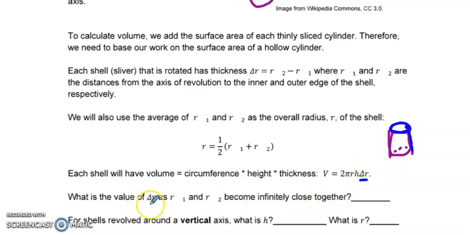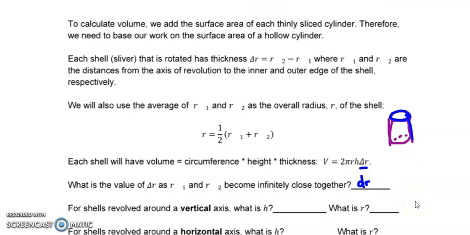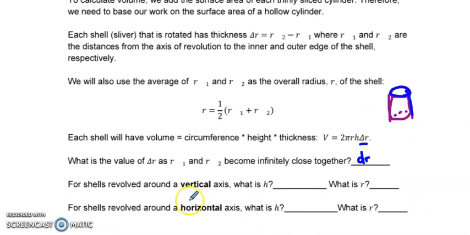And as I mentioned before, as R1 and R2 become infinitely close together, delta R will go to dr, just like a delta x would go to dx or a delta y would go to dy. And if we are revolving around a vertical axis, then the h value is actually going to be f of x, and then the r value will be x. And if we're revolving around a horizontal axis, the height is the f of y value, and the r value will be y.